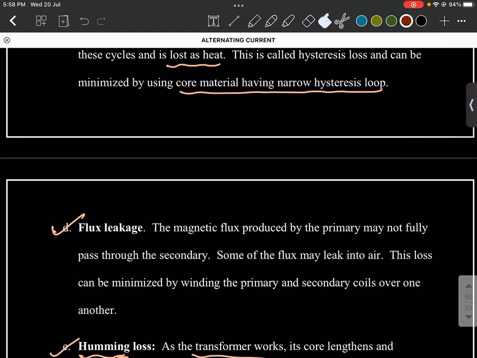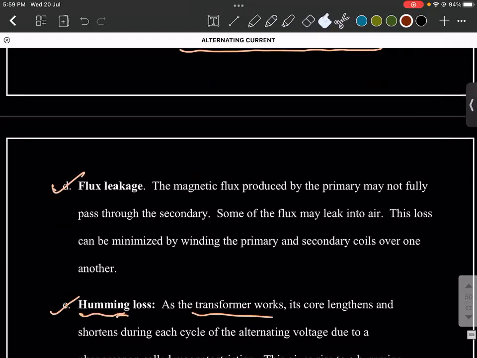By trying to wind the primary and the secondary over each other. So I asked you to draw two diagrams. In that, look at the second one. In the first diagram, the primary was on the left, secondary was on the right. Whereas in the second case, the primary and the secondary are wound over each other. So that is one of the ideas of reducing the flux leakage. These are the four important concepts that are there.